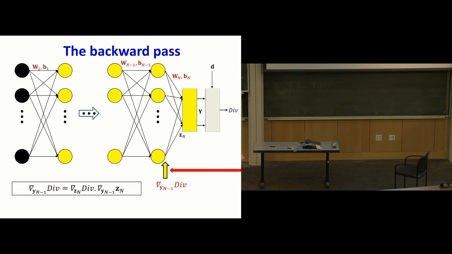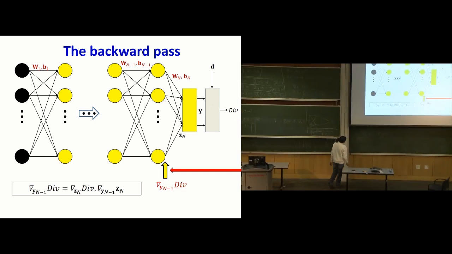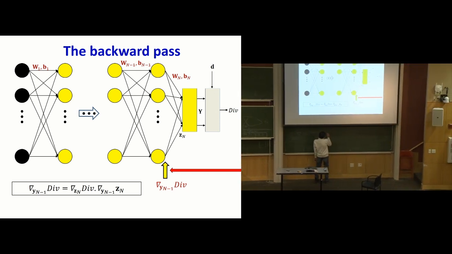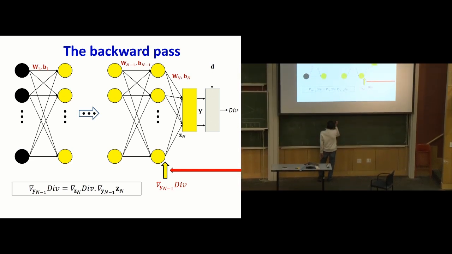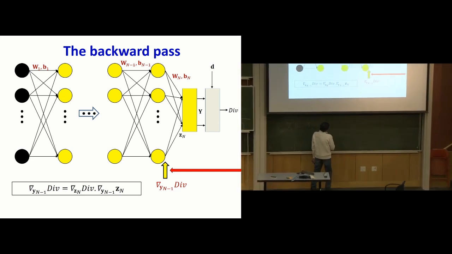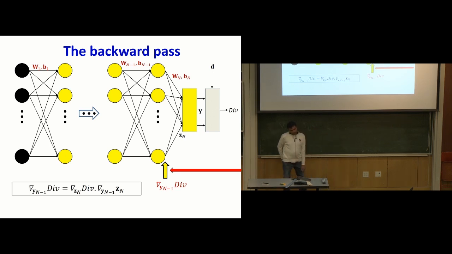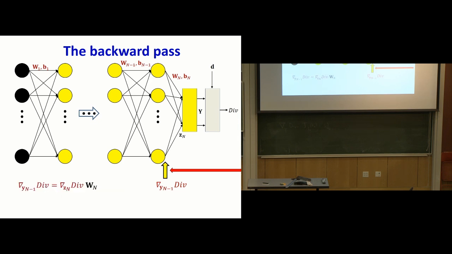And now, if I take another step back and I want to compute the derivative of the divergence with respect to this y, all I have to do over here is right multiply by the derivative of z with respect to y, which is simply going to be w, as we saw. And so the next step, when I take a step back, is I'm going to multiply the gradient of the divergence with respect to z by the derivative of z with respect to y, which is simply the weights matrix.